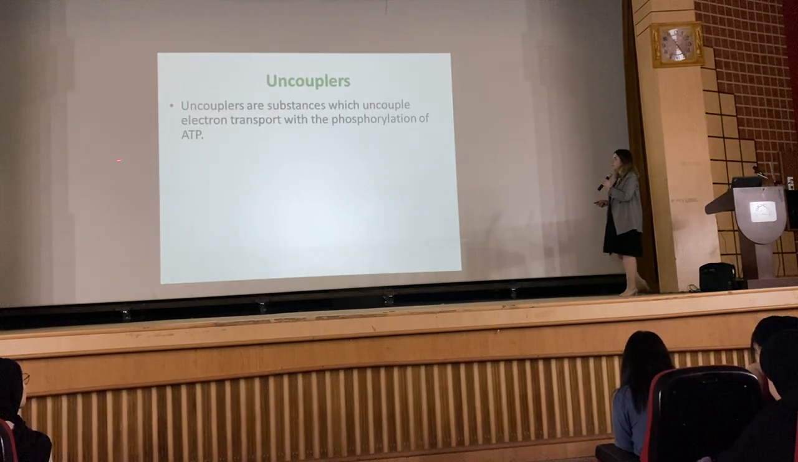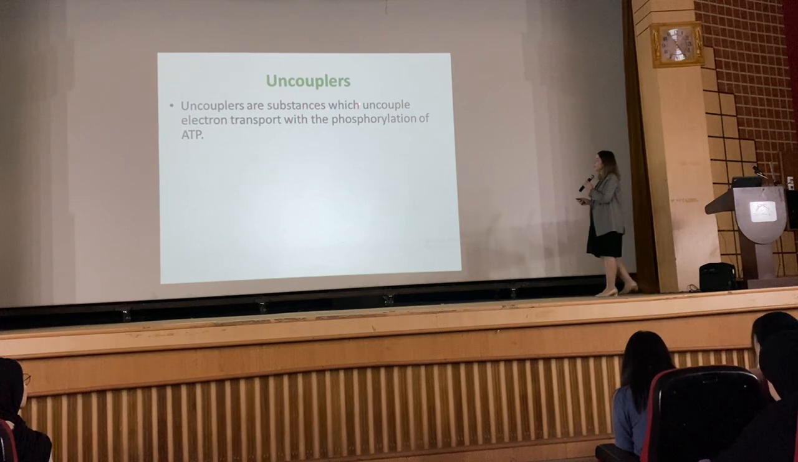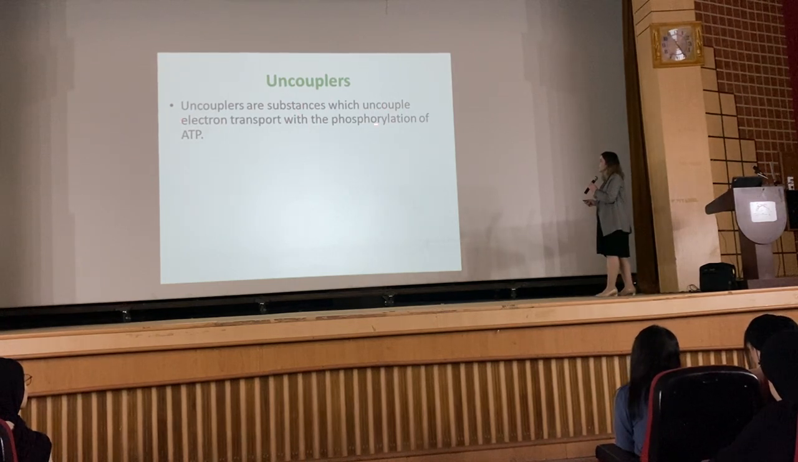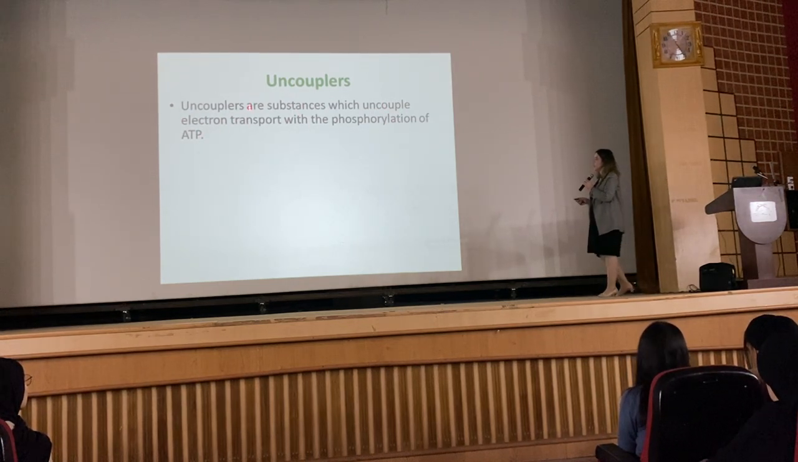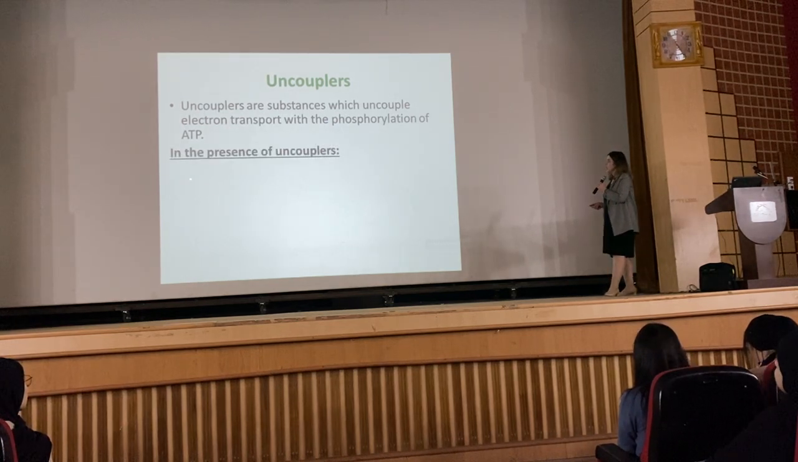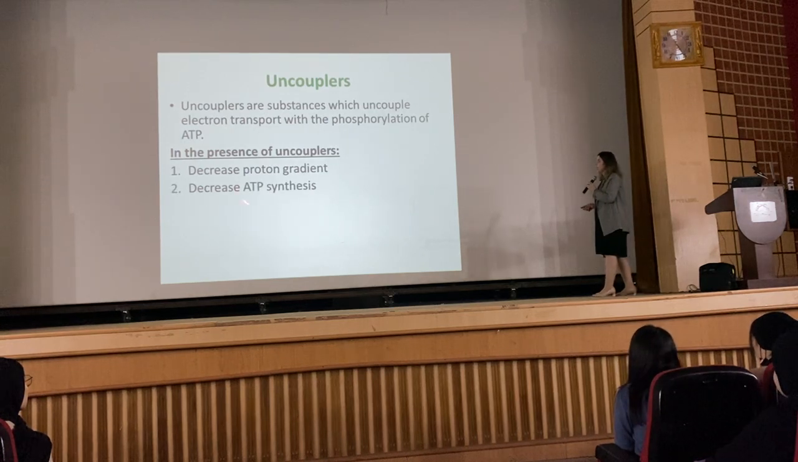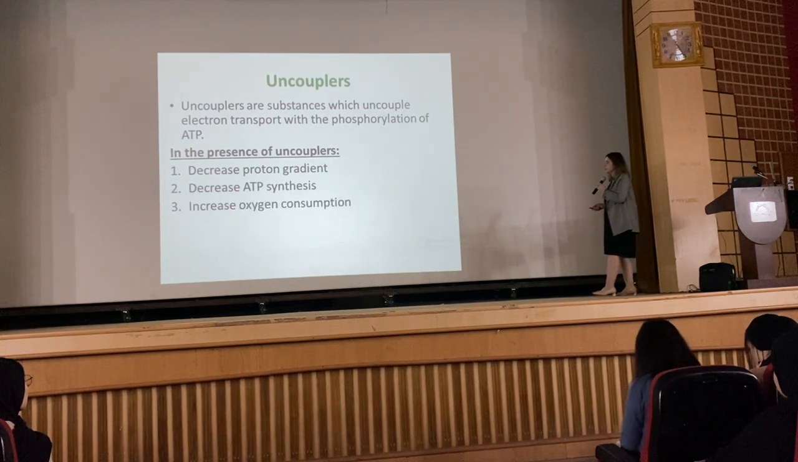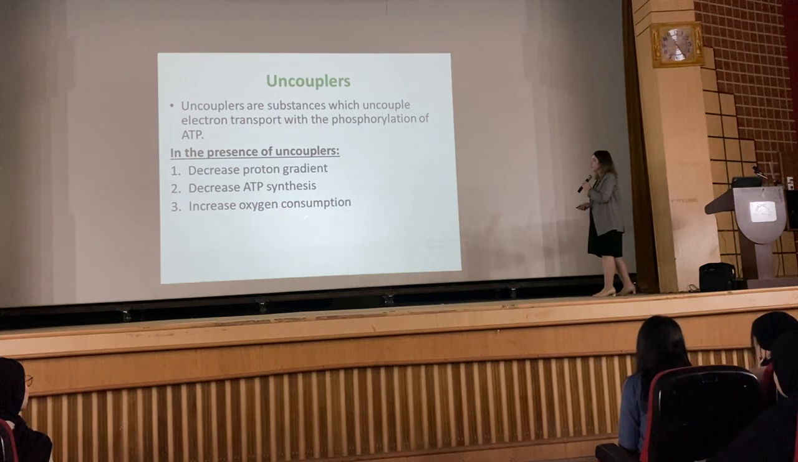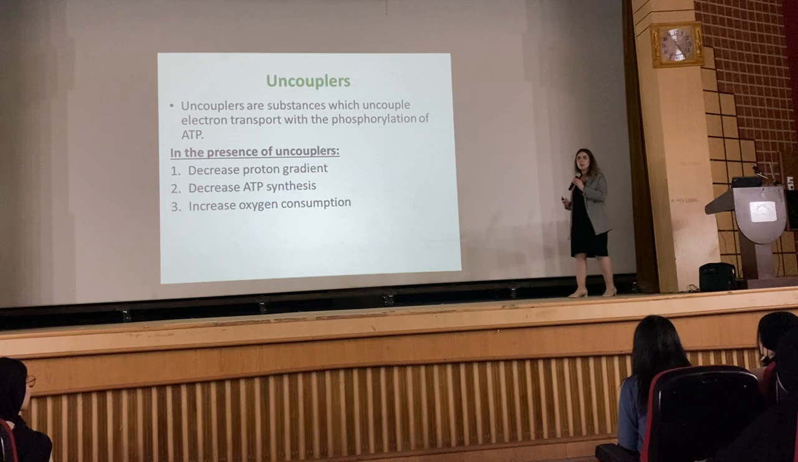What about uncouplers? Uncouplers are substances which uncouple electron transport from the phosphorylation of ATP. The electrons are still flowing, but we don't have ATP production. In the presence of uncouplers, what happens? There will be a decreased proton gradient, decreased ATP synthesis, and increased oxygen consumption. Why? Because electrons are still flowing.